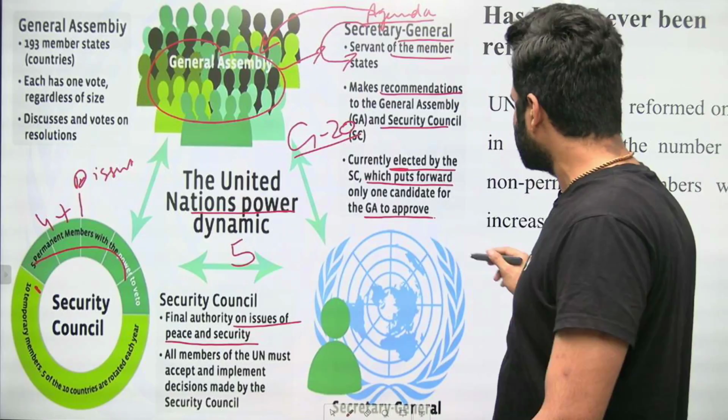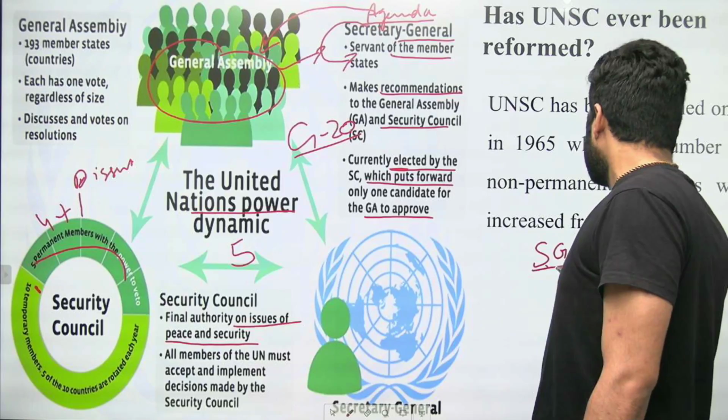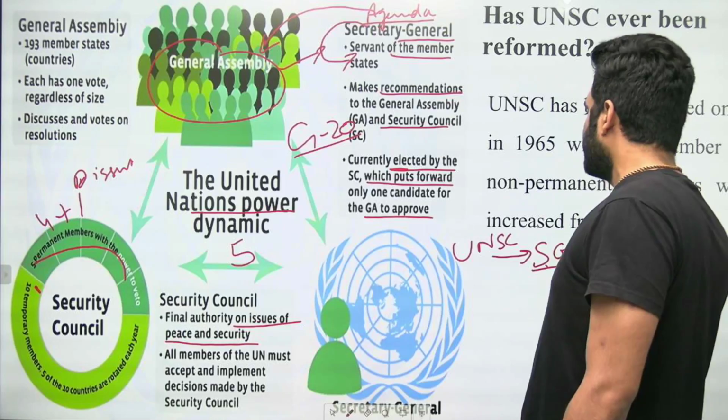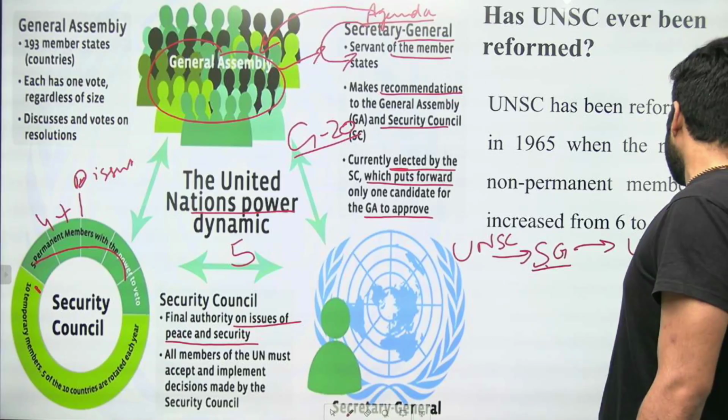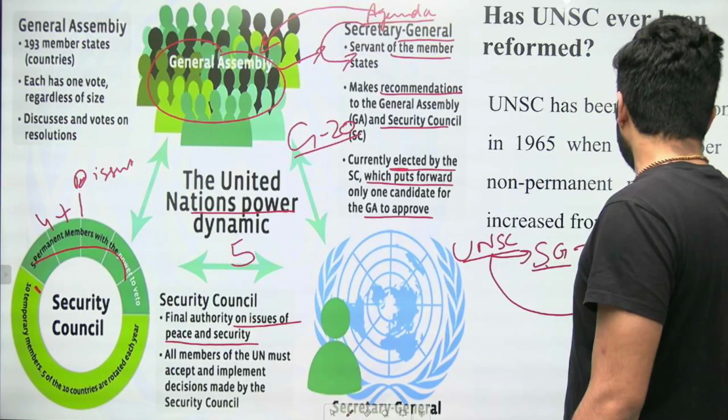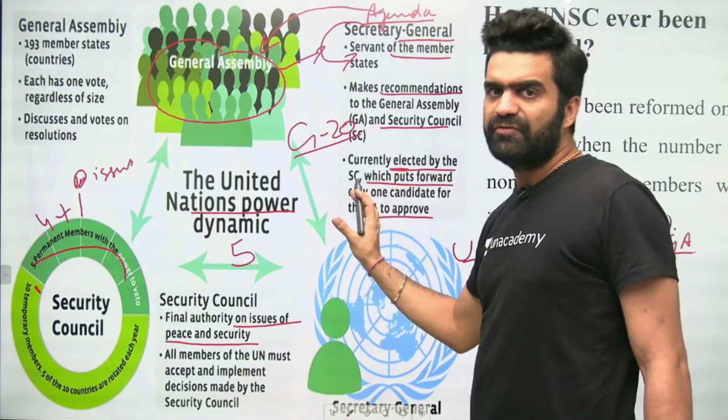The election happens in this way. When the Secretary General is to be elected, the UNSC will propose one of the names before the United Nations General Assembly. So this choice of the United Nations Security Council will be put before the UNGA to vote upon. So this is again not a fair method of electing the Secretary General.